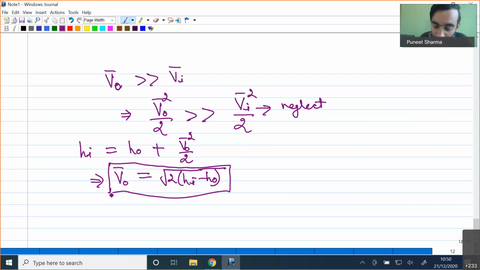Then the next kind of device, which is just opposite to that of a nozzle, is something called a diffuser.